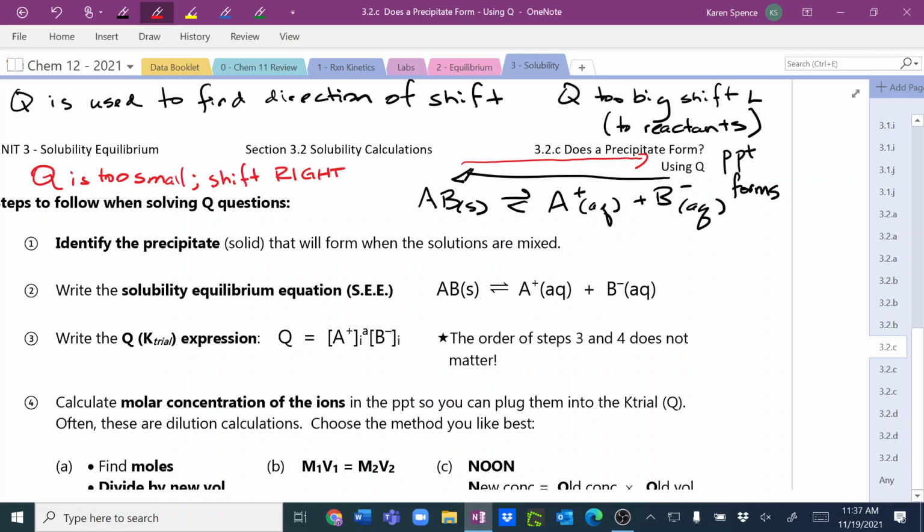So, first step is to identify the precipitate. Because in this case, you're actually going to be given two different compounds. This is a mix and match. But just like those double replacement reactions you did, you're going to say, who is going to be the precipitate? Are you guys pretty good at that now? Figuring out who's going to be the solid in a double replacement reaction? Yeah, so that's all you're doing.